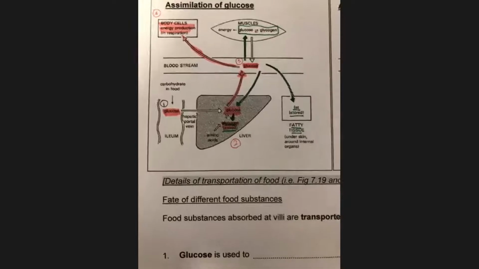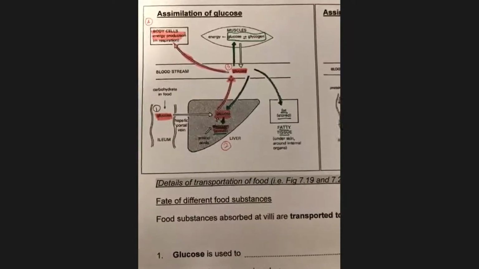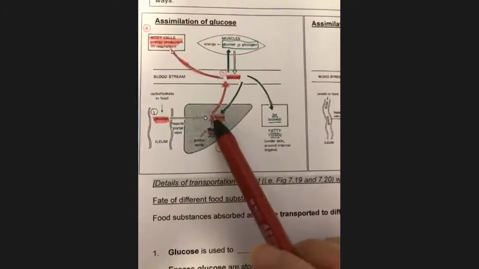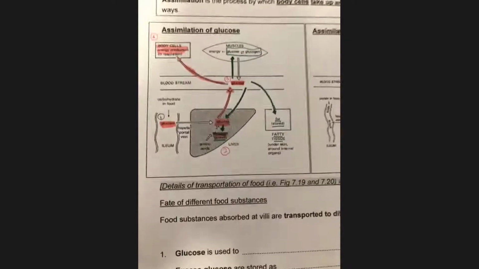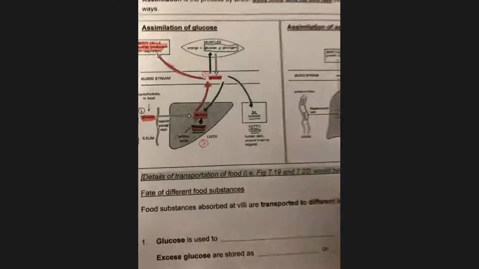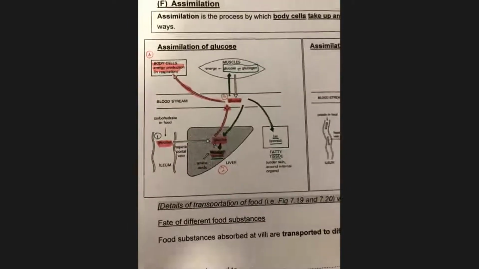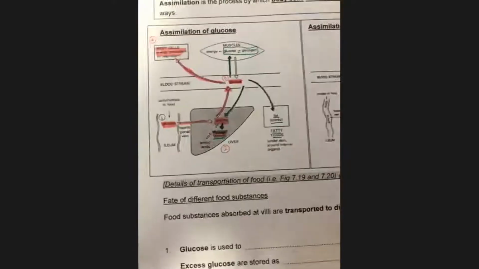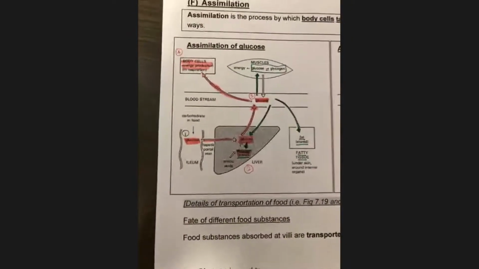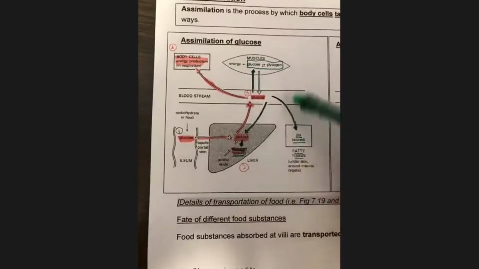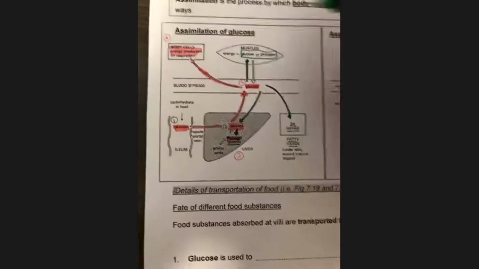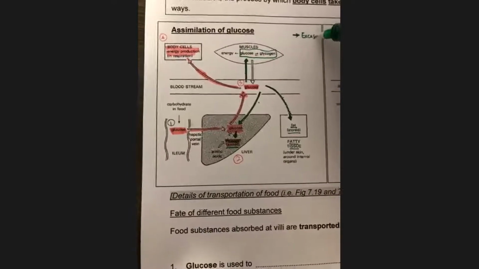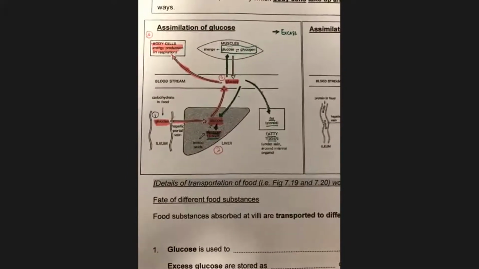So the red pathways represent how the absorbed glucose is transported and also distributed to different body cells for functioning, for use, to release energy, okay? While the green pathways, all right, the green pathways represent when there is excess glucose, how does the body deal with them?